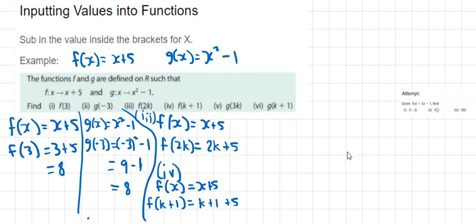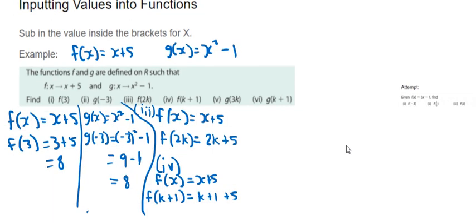And then you can tidy it up a little bit, because all you've got here is k plus 1 plus 5. So k plus 1 plus 5, I can add the 1 and the 5 together. So that's k plus 6. So that's the answer then. And you can't go any further again because you don't know what k is.